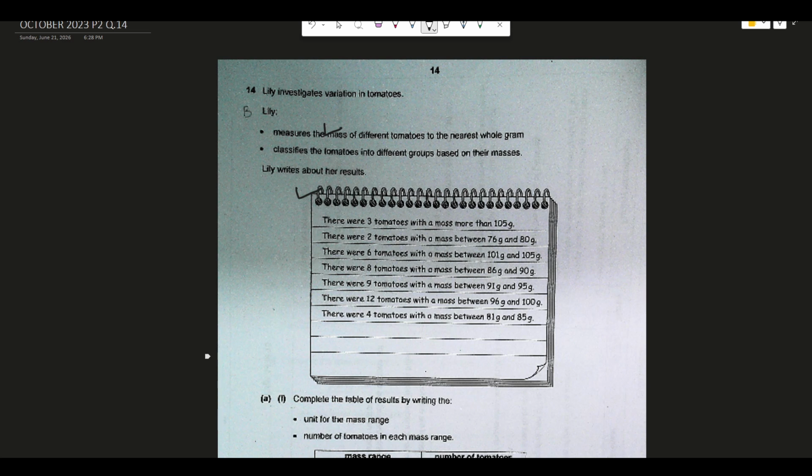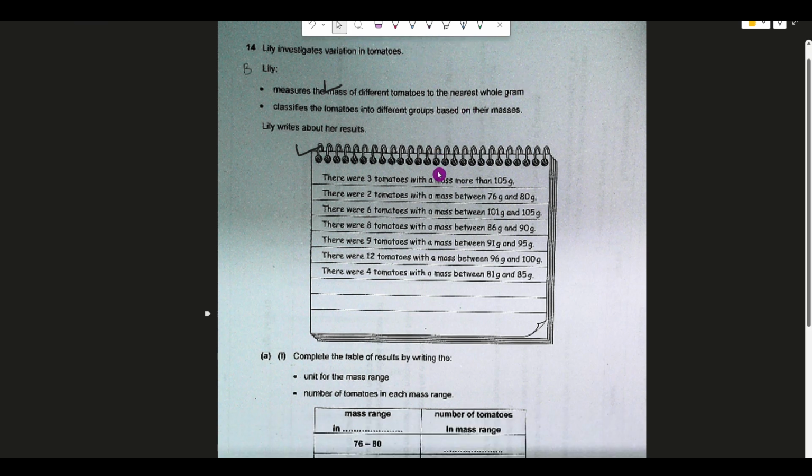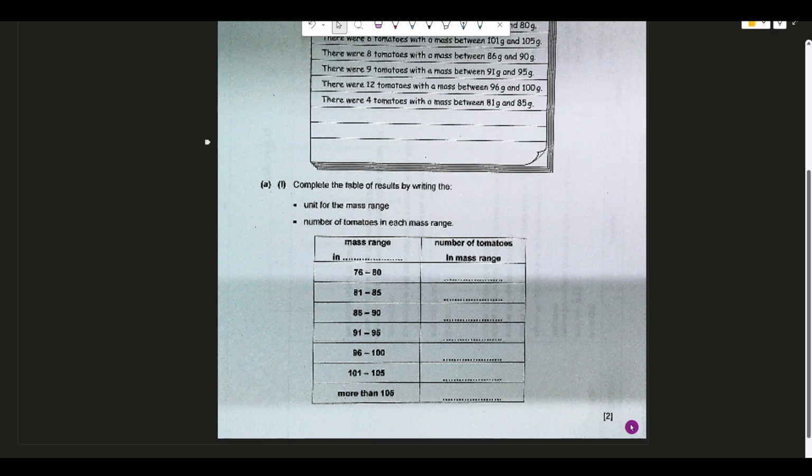Now the result says that there were 3 tomatoes with a mass more than 105 grams. Then there were 2 tomatoes with a mass between 76 and 80 grams. Then there were 6 tomatoes with a mass. I hope you are able to see, or maybe I will have to just.